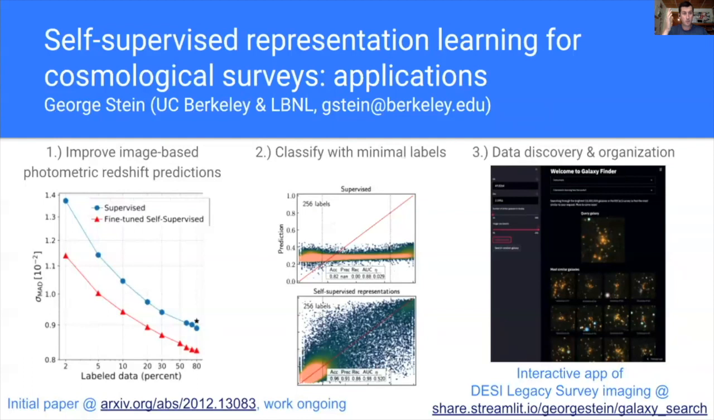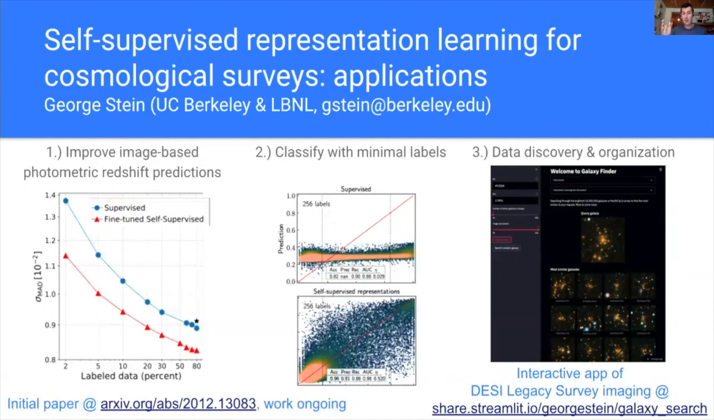Another thing is just, what do you do when you have minimal labels? So in this middle panel here, 256 labels, you're obviously going to struggle to train a ResNet with 20 million parameters. But since you've already pre-trained this thing using contrastive self-supervised learning, we find that we can get pretty accurate predictions on galaxy morphologies, in this example.